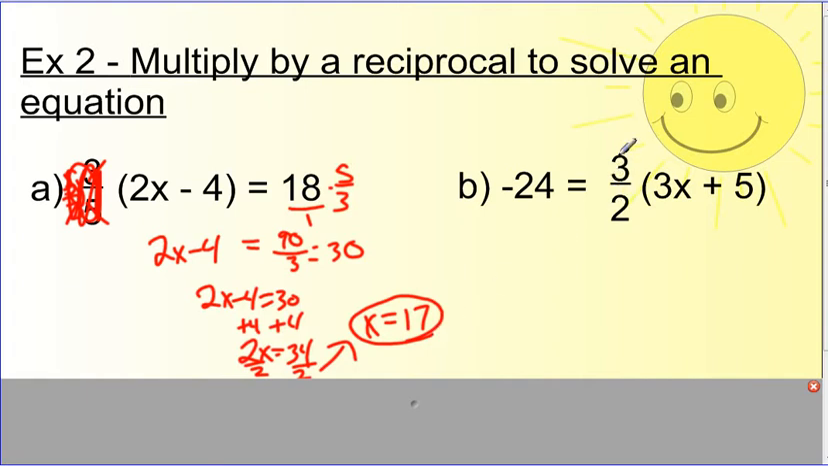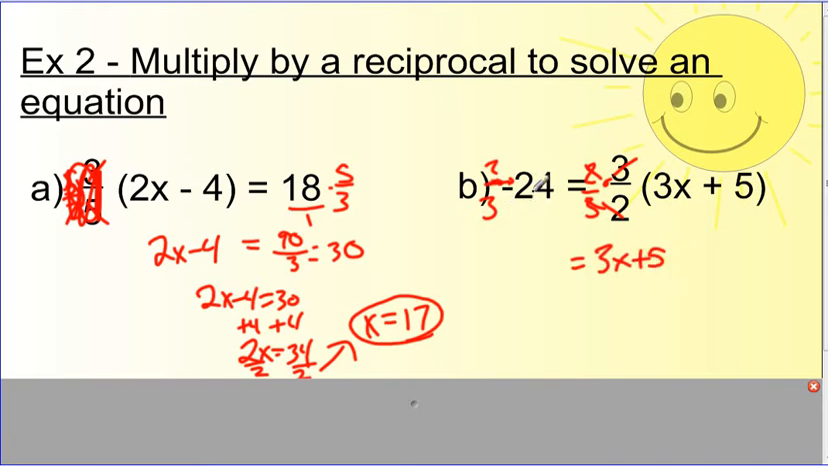Okay, we're going to do the same thing. We're going to get rid of this first by multiplying by the reciprocal, not distributing. Distributing gives us ugly fractions in the problem, which we really don't want. If we can avoid them, we will. So if we multiply this by the reciprocal, 2/3, cancel, cancel, cancel, cancel, multiply by 2/3, we get on this side, just the 3x plus 5.